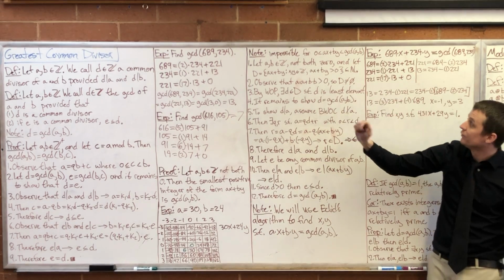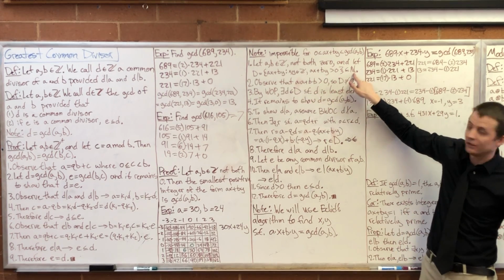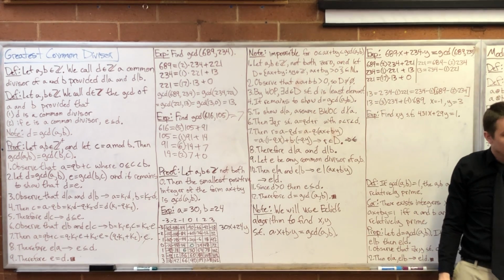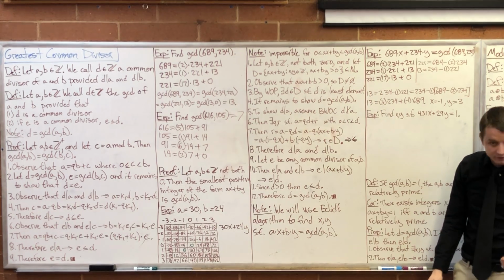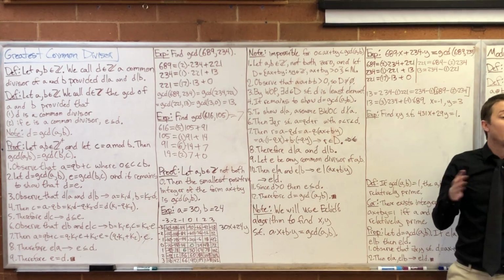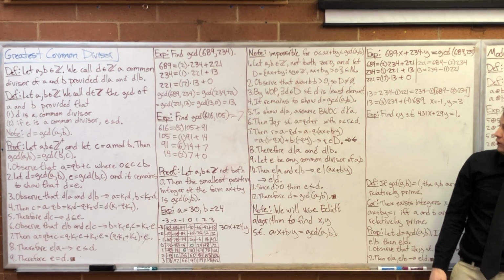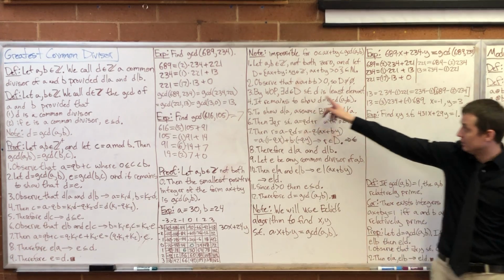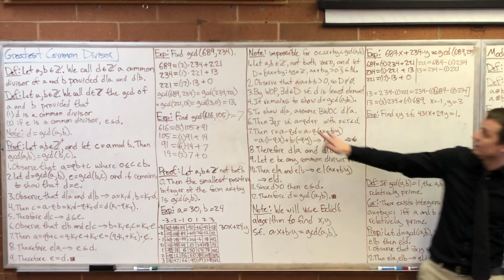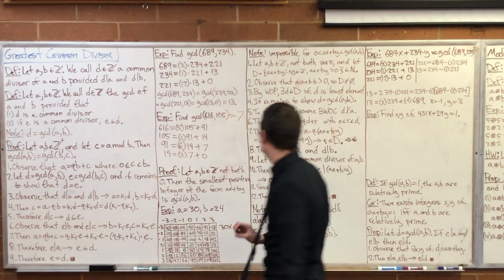Since D is not empty, and notice also D is only positive integers, so it's a subset of the naturals. So D is a non-empty subset of the naturals. D is a non-empty set of natural numbers is another way to say that. Everything in D is positive integers, and it's not empty. Therefore, by the well-ordering principle, D has a least element. We'll call it little d. Okay? So far, little d is something in here, and it's the least thing in here. That's what we have so far.